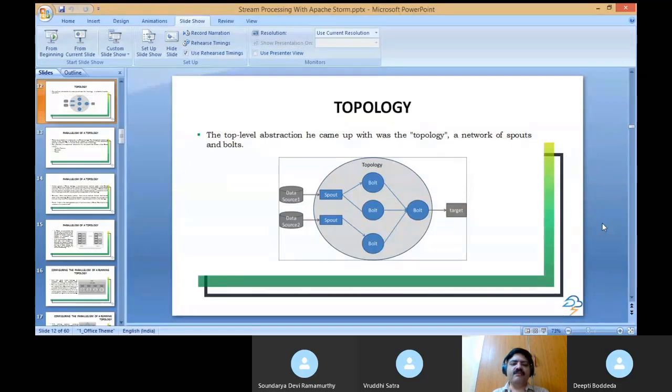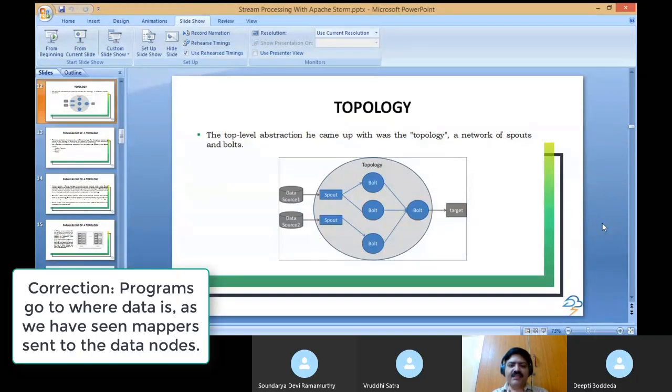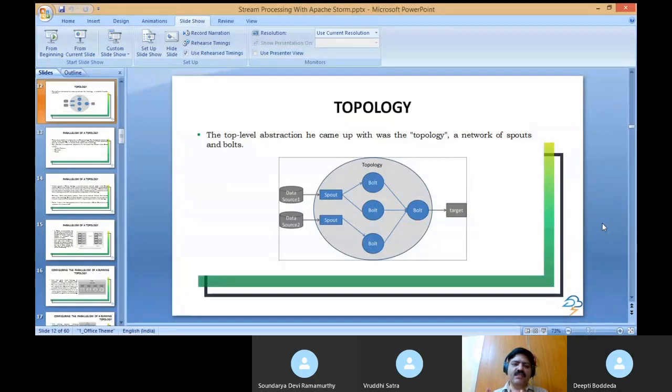So how does Hadoop work? Again, we have seen MapReduce. We have seen data going to the programs in the commodity hardware as mappers, and then we do some processing there. But this way, we are not going to get real-time responses. So the whole architecture in Hadoop MapReduce, at least, is designed for batch processing. That doesn't work for real-time response.